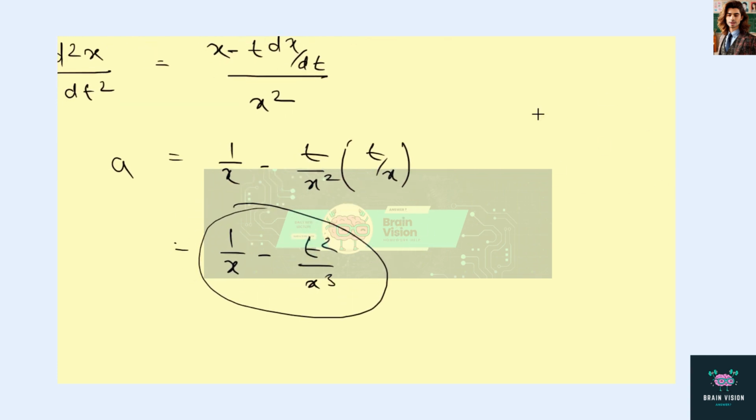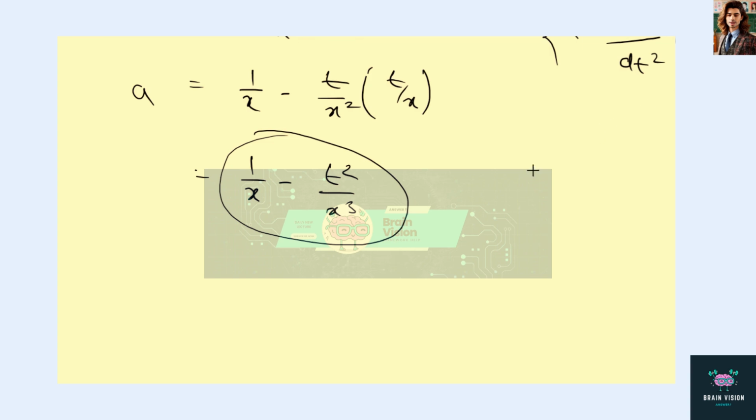Here we know that acceleration is the double derivative of the position vector, that is d2x upon dt square. So this is our answer, and we can say that option C is the correct choice. Thank you.